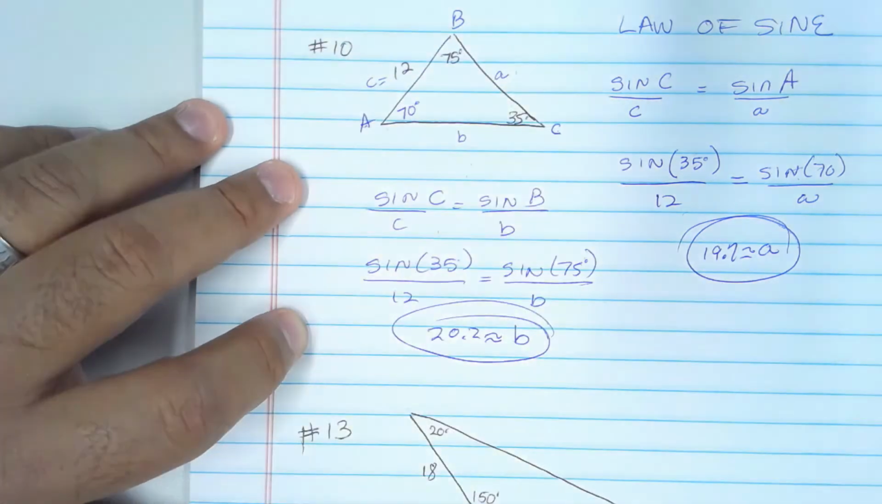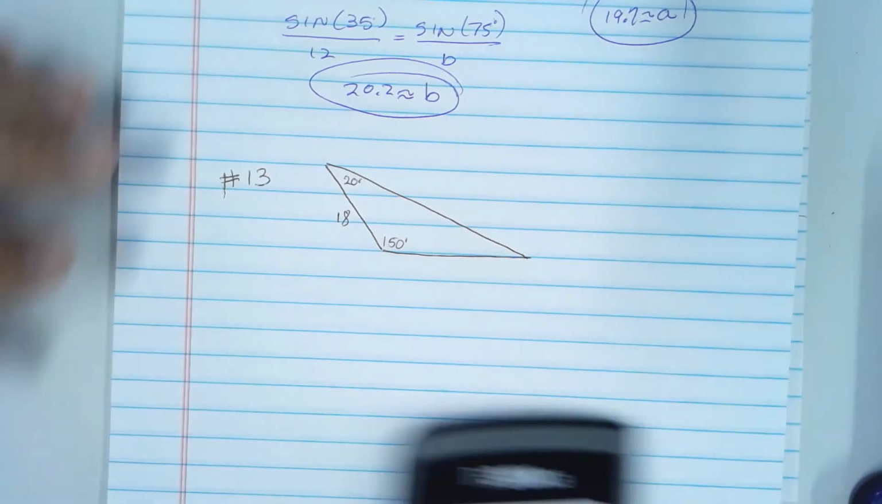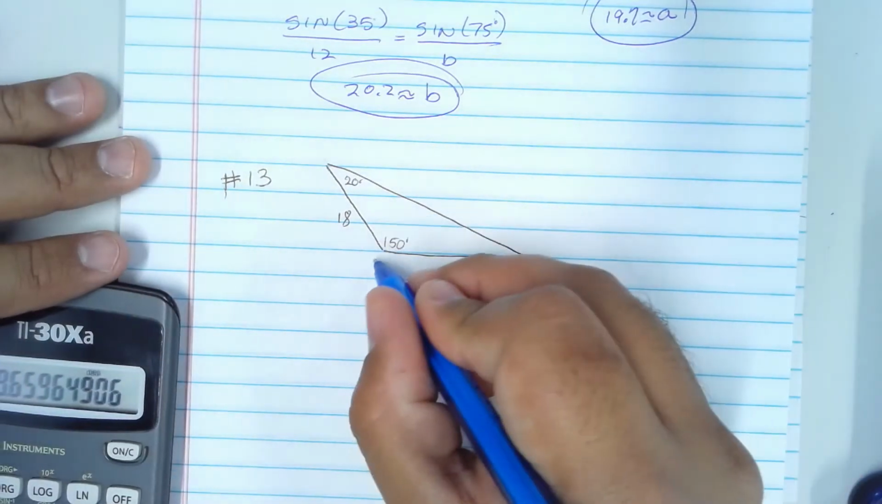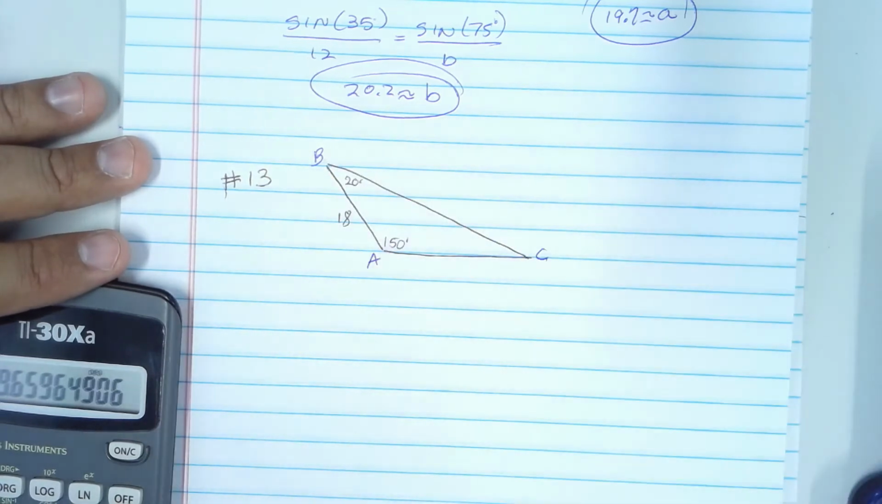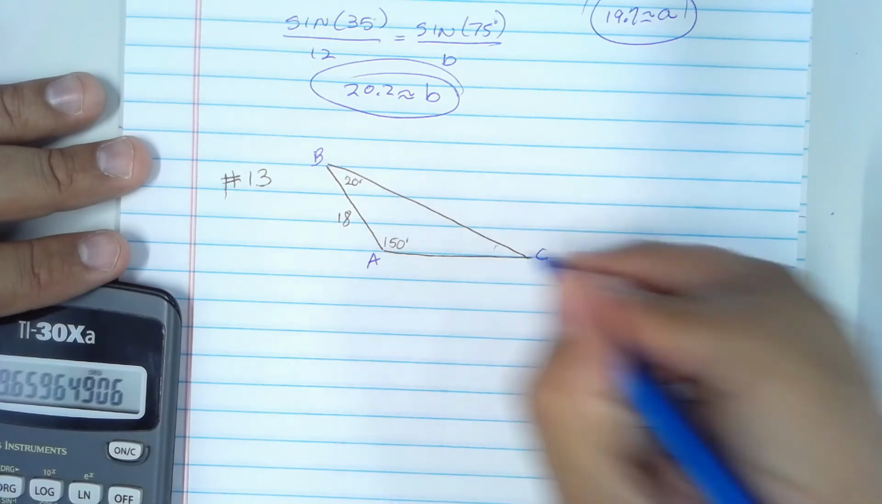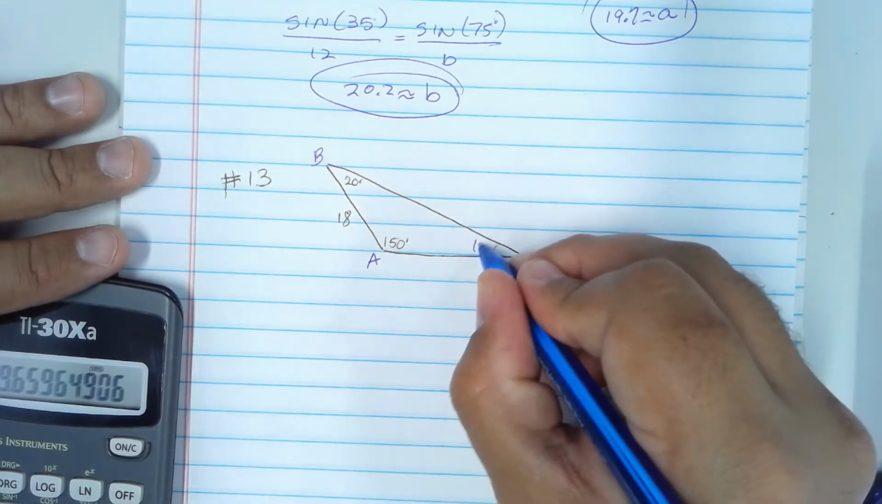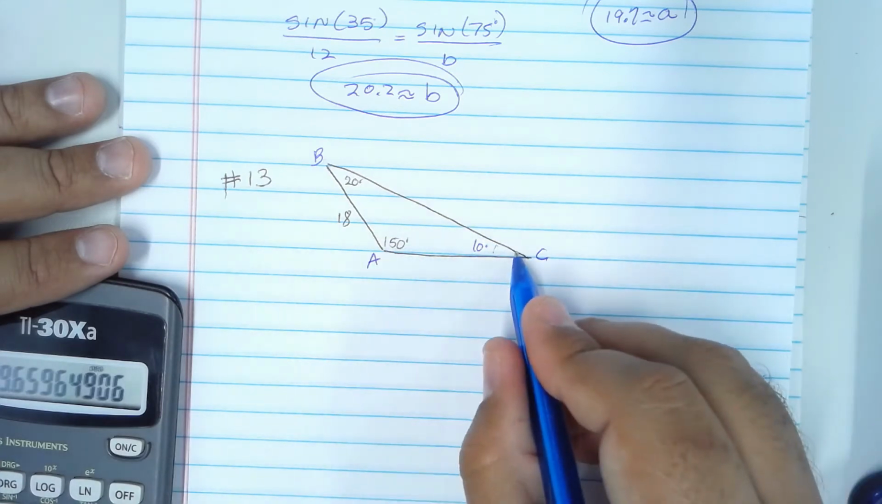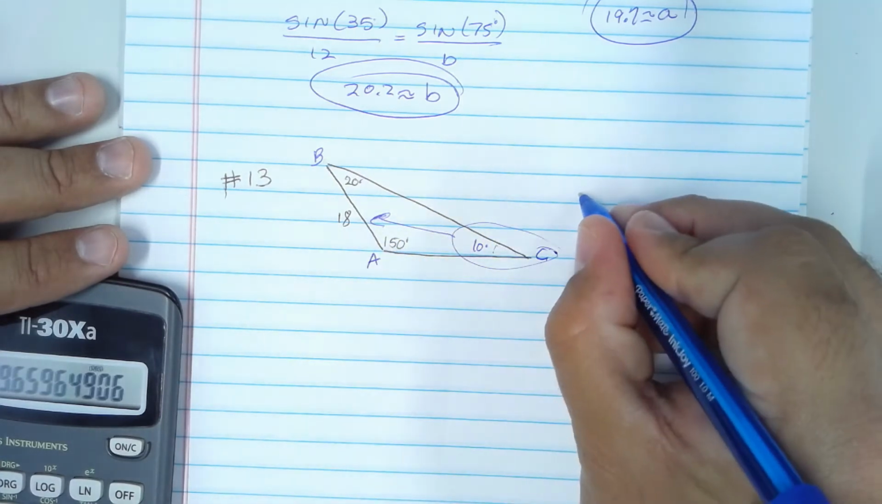We're going to do the second one, which is number 13. Same concept applies. So again, if this is A, this is B, and this is C, what is going to be my remaining angle over here? 10 degrees.